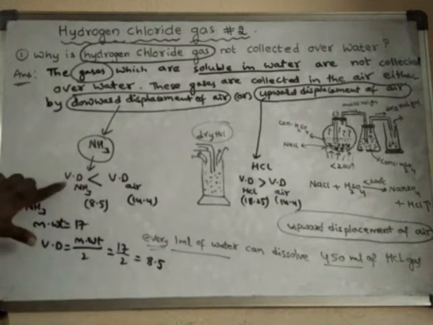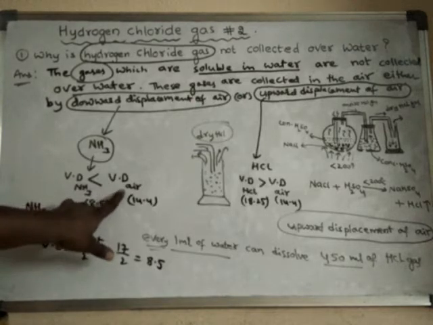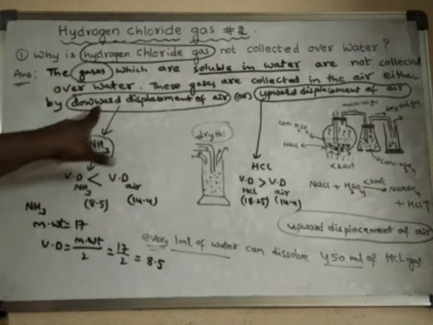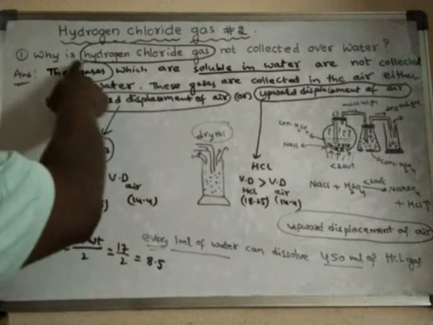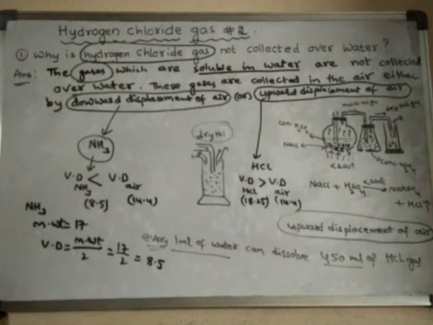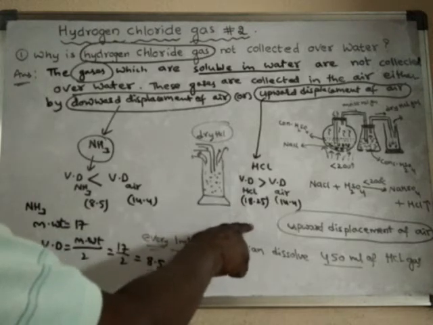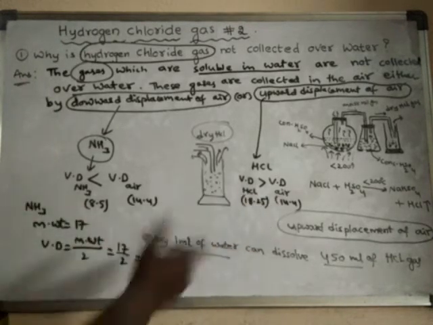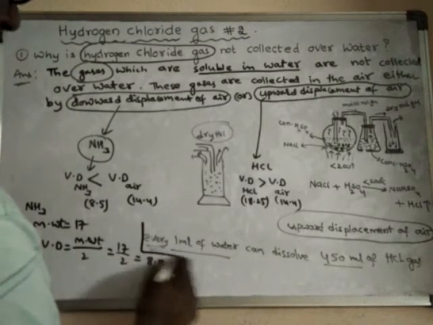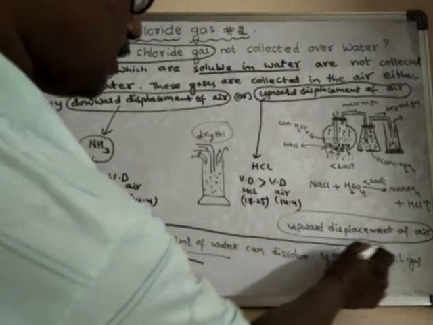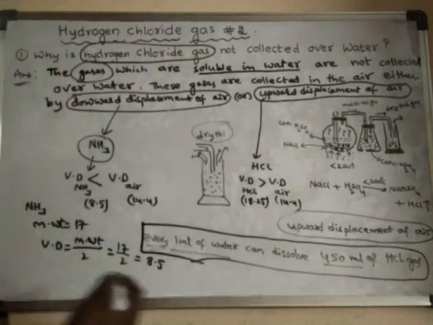If the vapor density of the gas is less than the vapor density of air, in such a case we have to use the downward displacement of air method. That is why, as hydrogen chloride gas is highly soluble in water and its vapor density is greater than air, it is collected by upward displacement of air. It is not collected over water. See, this is also most important. Every 1 milliliter of water can dissolve how much amount of HCl?